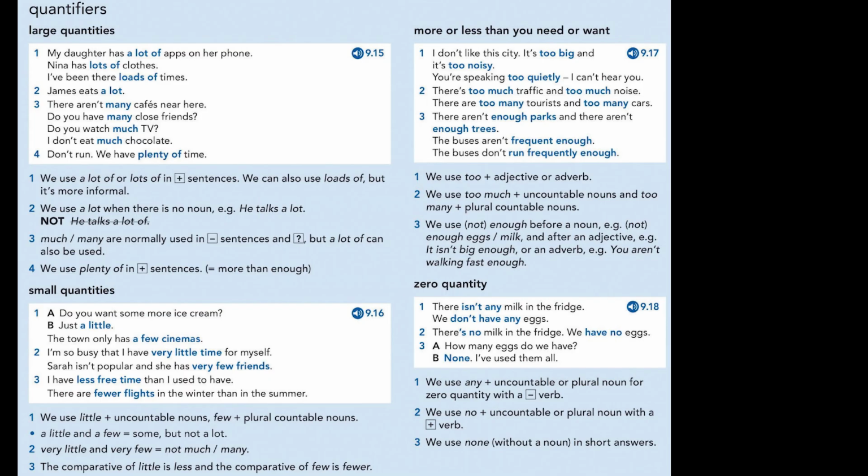9.15. 1, My daughter has a lot of apps on her phone. Nina has lots of clothes. I've been there loads of times. 2, James eats a lot. 3, There aren't many cafes near here. Do you have many close friends? Do you watch much TV? I don't eat much chocolate. 4, Don't run. We have plenty of time.